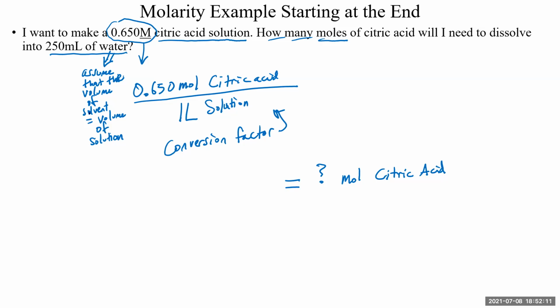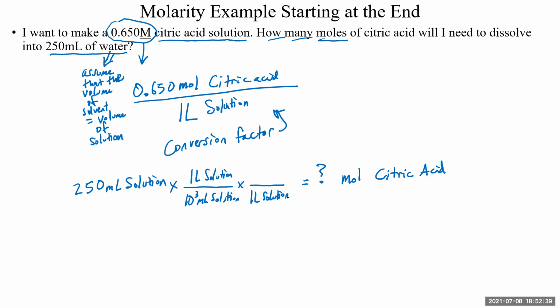So we have 250 milliliters of solution. So not just water, but solution. This is the result of an assumption. Then we know that every 1,000 milliliters of solution gives us 1 liter of solution. And then we know that every 1 liter of solution contains how many moles? Contains exactly 0.650 moles of citric acid. So what does that give us? So we go from milliliters of solution to liters of solution to, using the molarity given, the conversion factor, we can get to moles of citric acid, which is exactly what we needed. And so from that we get 0.163 moles of citric acid.